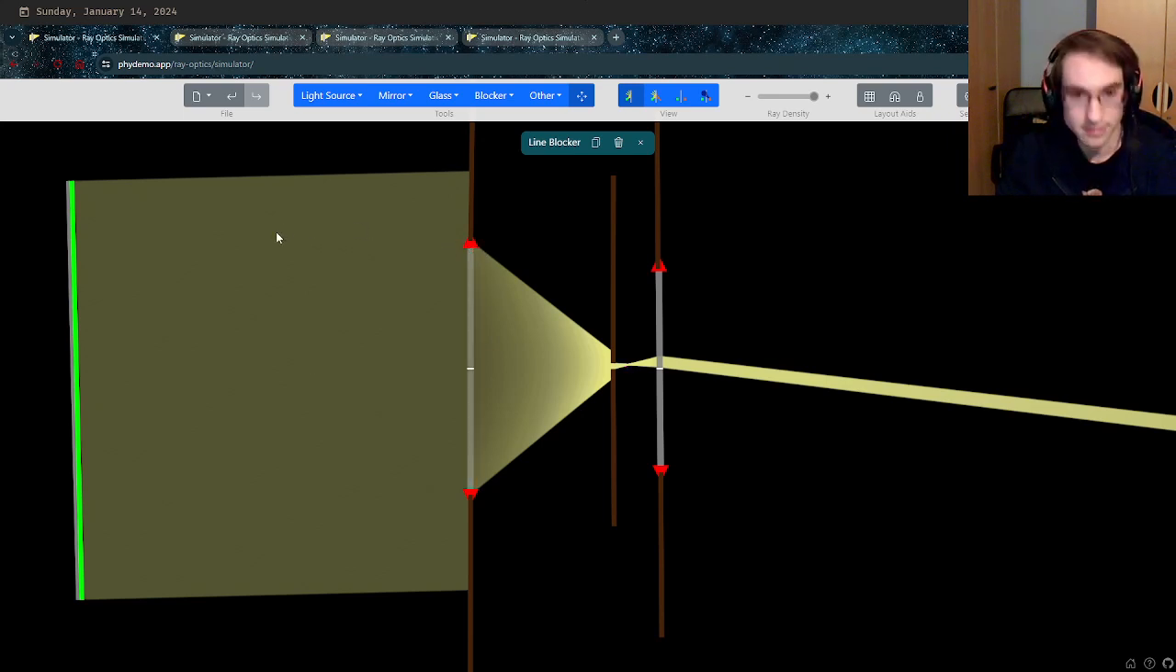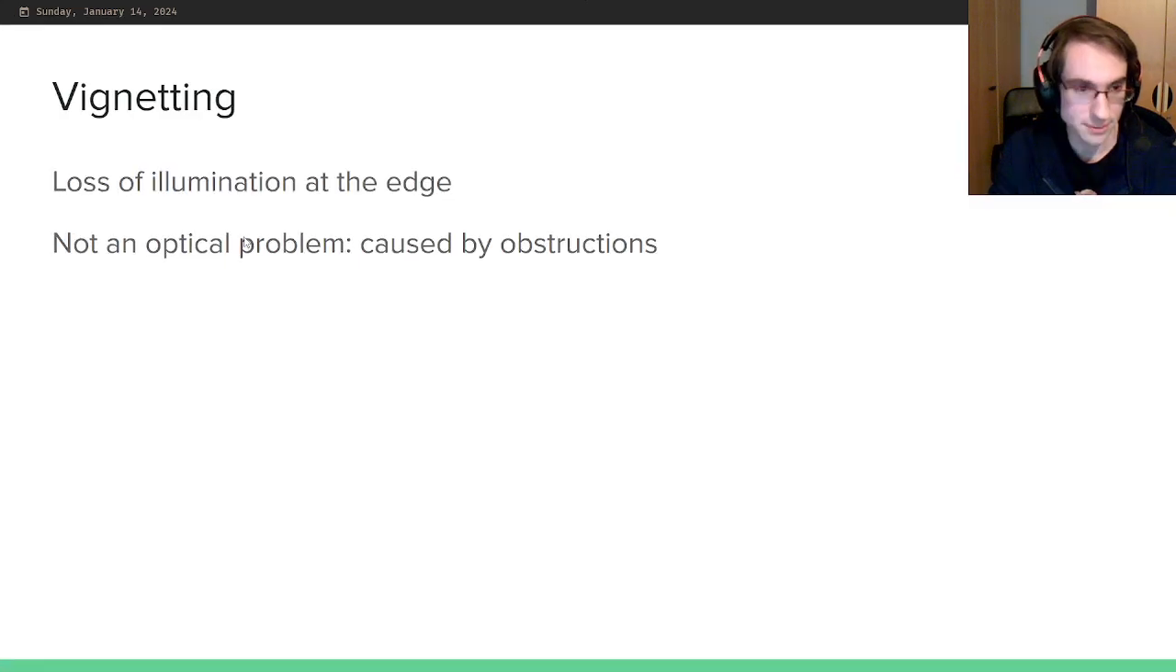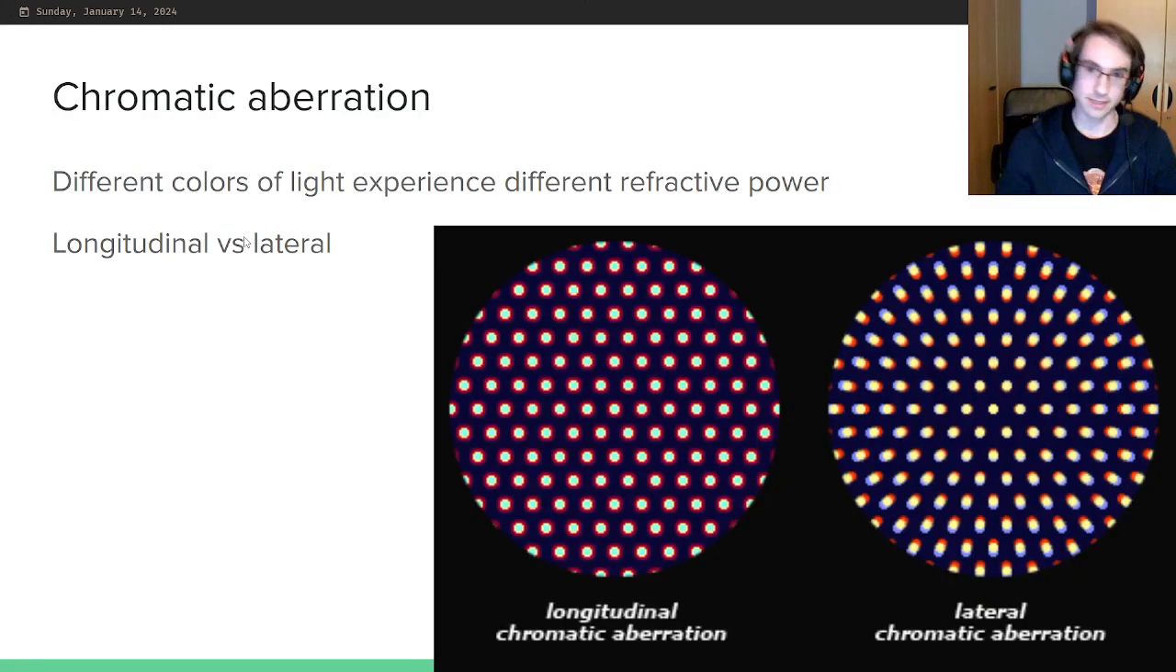Second to talk about of the non-spherical aberrations is chromatic aberration. And this one I have quite a few things to say about, because a lot of what you find about chromatic aberration online is very, very incomplete. There are actually two kinds of chromatic aberrations. But first, what is chromatic aberration?